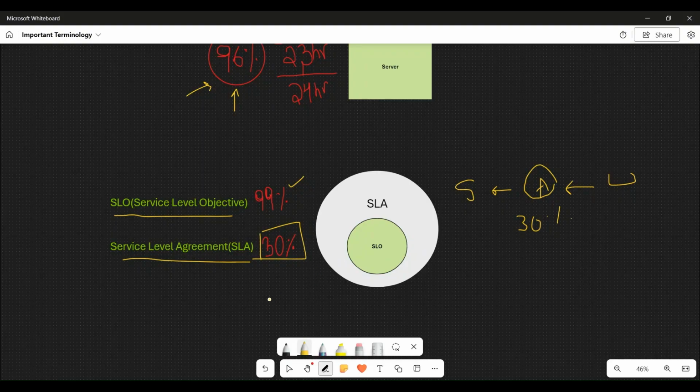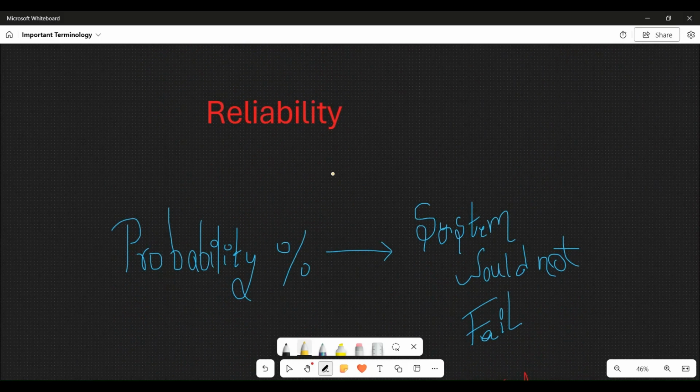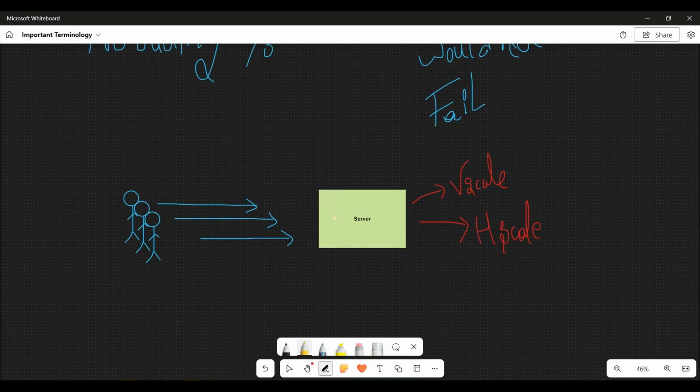Now coming to the next term, which is reliability, which means the probability or the percentage of confidence that the system will not fail, right? For example, we have a service S and we are guaranteeing the users that the service will not fail 96% of the time. This percentage of confidence is required for the users to trust our application, right? For example, if multiple users are requesting server S and the service fails, our reliability is disturbed. So instead, we will vertically and horizontally scale our application to increase the reliability of the server and keep our users engaged, right? That is what is meant by reliability.